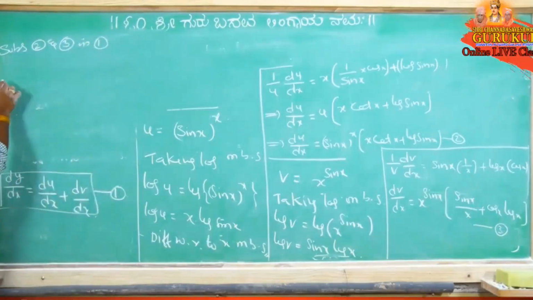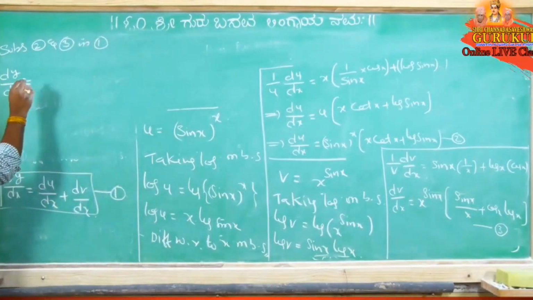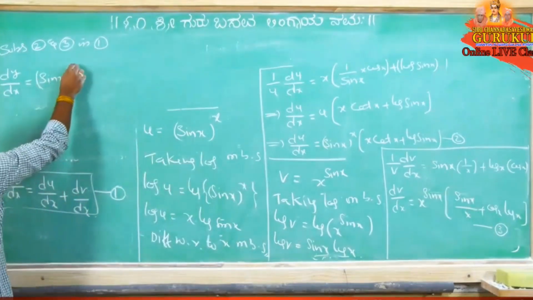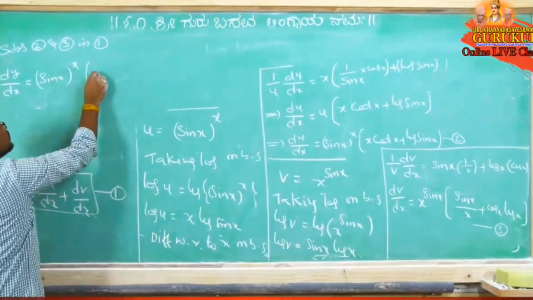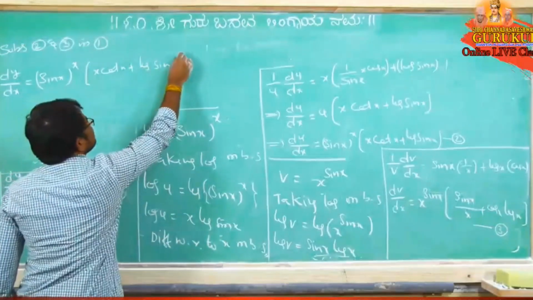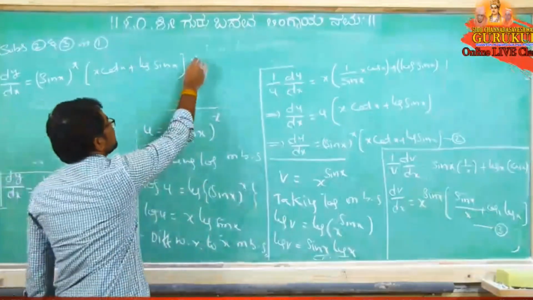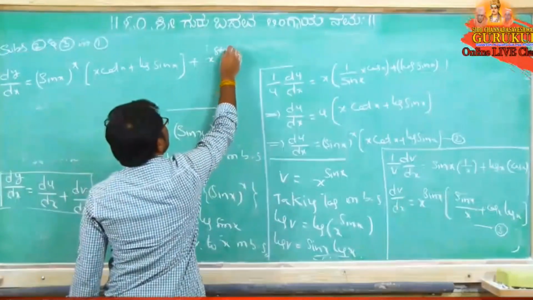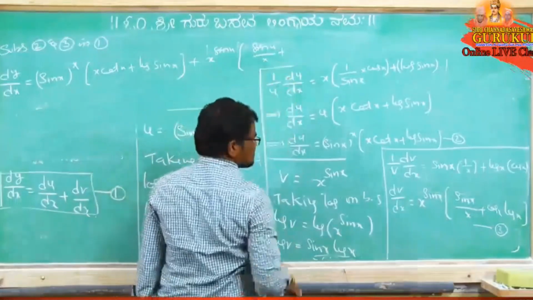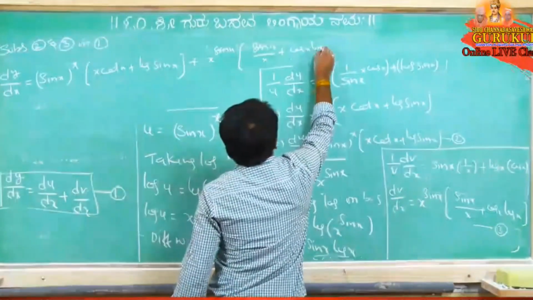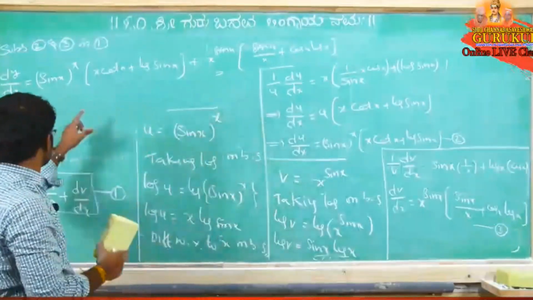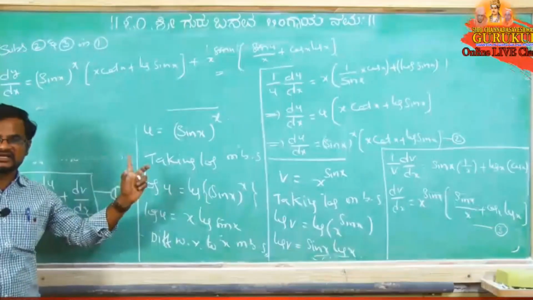Now what is equation number 1? dy by dx equal to du by dx, which is sin x power x into x cot x plus log of sin x, plus dv by dx, x power sin x into sin x by x plus cos x into log x. This is our final answer. So in place of du by dx and dv by dx, finally we substituted those answers.